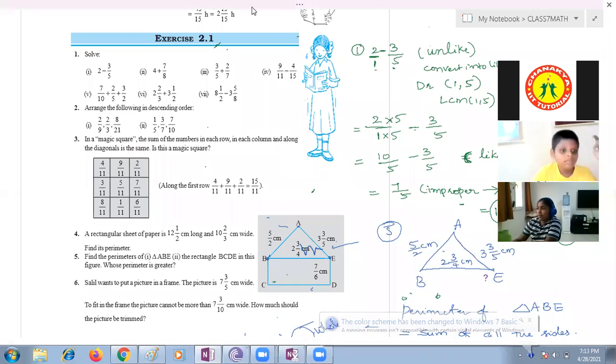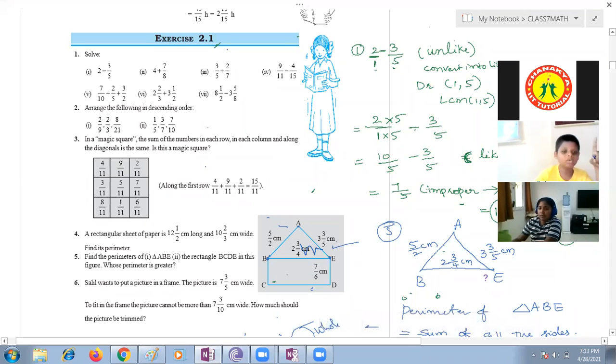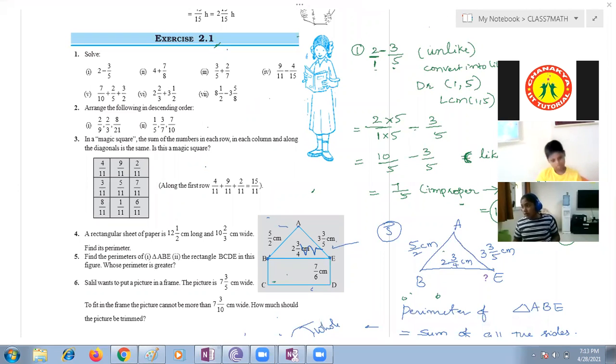Yes, Mahavir. Ma'am, the second question, my doubt is that 4 plus 7 by 8, right? So 4 is a whole number and 7 by 8 is a proper fraction. So we can directly write it as 4 7 by 8. You can write directly, because it is addition also. Exactly.